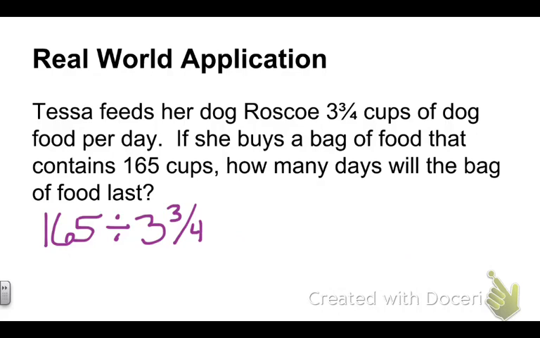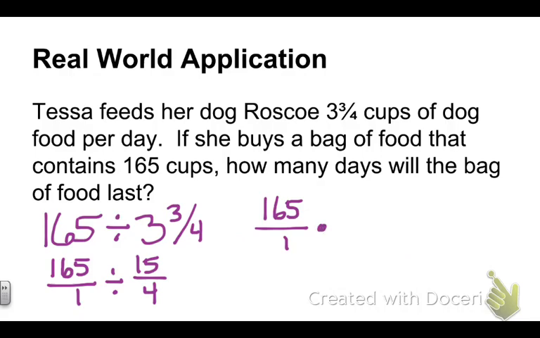So it's going to be 165 divided by 3 3/4. Change it to an improper fraction, and I'm going to take 165 and make that a fraction as well. Put it over 1. And it's going to be divided by 4 times 3 is 12, 12 plus 3 is 15 over 4. And now I'm just going to work over to the right. 165 over 1. Keep the first one. Change to multiplication. And then flip my last fraction. Use the reciprocal.